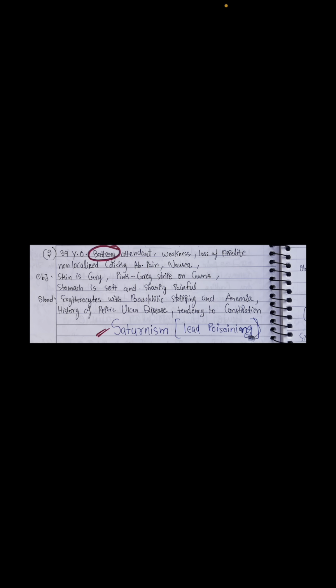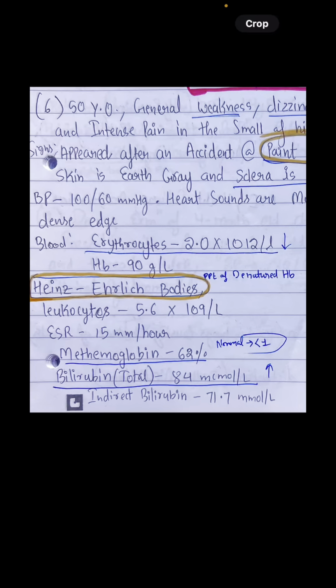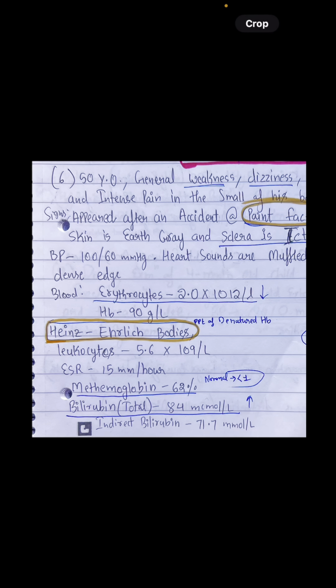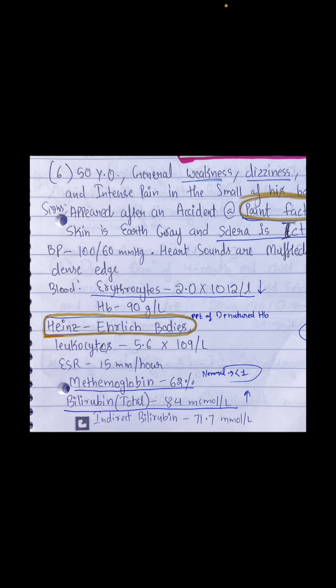Next is aniline poisoning. Sometimes we may misdiagnose this, because here is also a paint factory, which we also saw in the lead poisoning. So the main thing to highlight here is Heinz and Ehrlich bodies. When given in the question, these bodies mark aniline poisoning, acute aniline poisoning, and we can have a look over the CBC profile of the patient. Erythrocytes are low, hemoglobin is low, leukocytes are okay, ESR is okay.